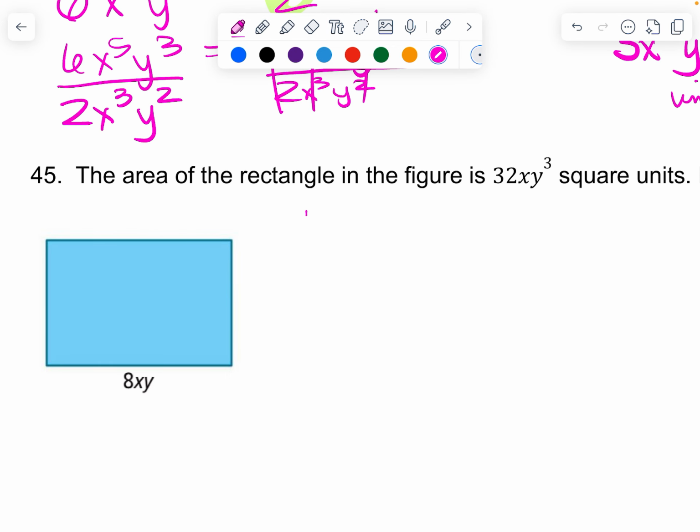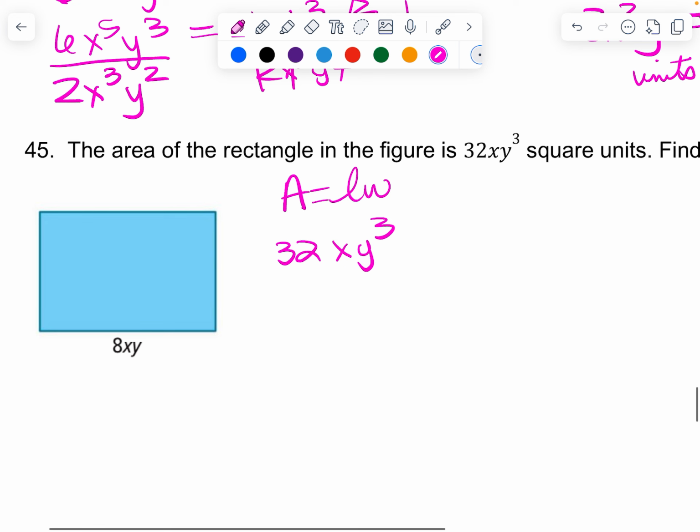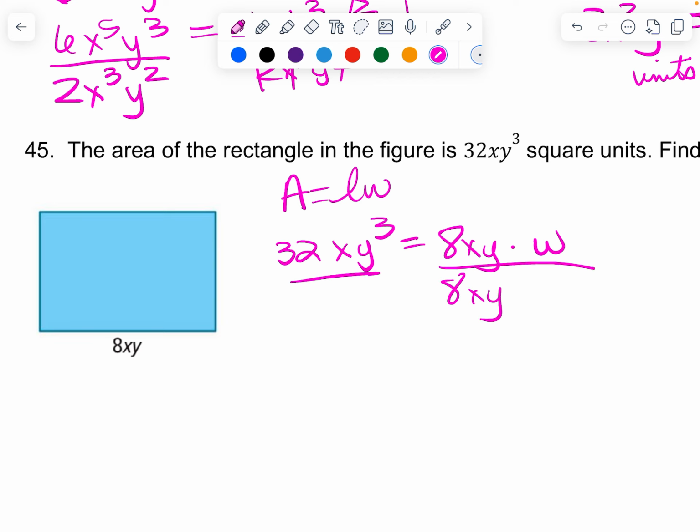The area of a rectangle is length times width. The area is 32x y to the 3rd square units. Find the width. So the length is 8xy times w, and we're wanting w. So I divide both sides by 8xy. 4, the x's cancel out, and I get y squared is equal to w units.